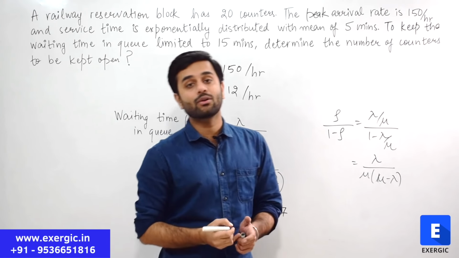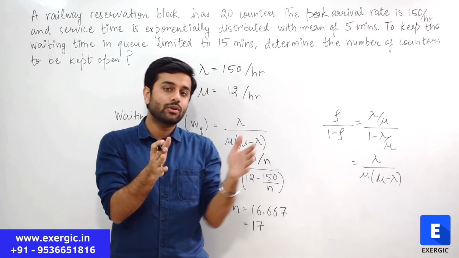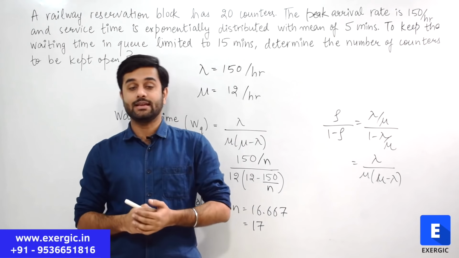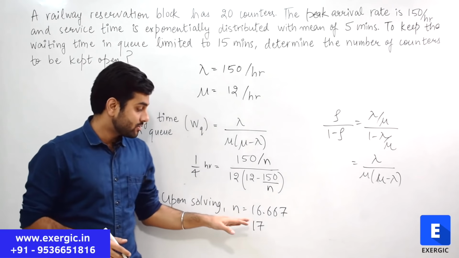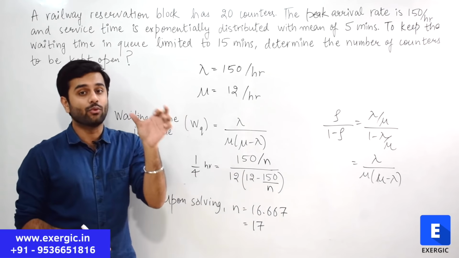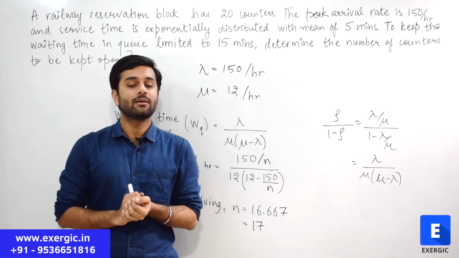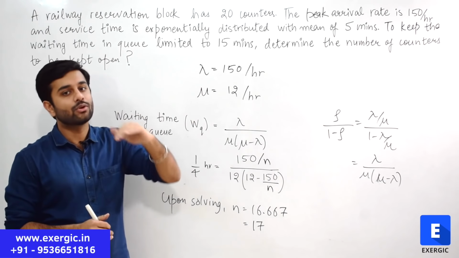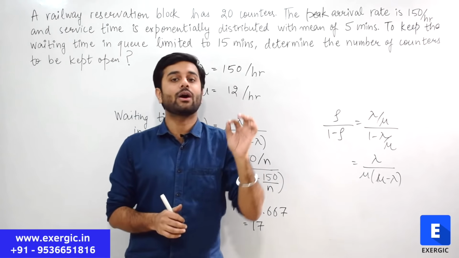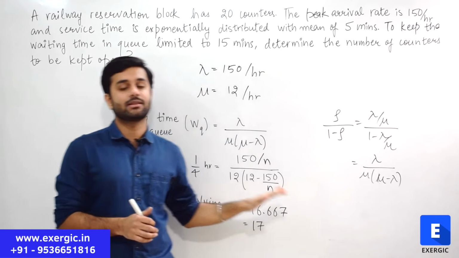counters because the number of counters cannot be a fraction or a decimal. You either need a counter or you don't need a counter. Yes, the 17th counter that you are going to add will not be totally utilized like the other counters. But since the value is 16 point something, more than 16, the number of counters will round off to the next integer. Please keep this in mind.